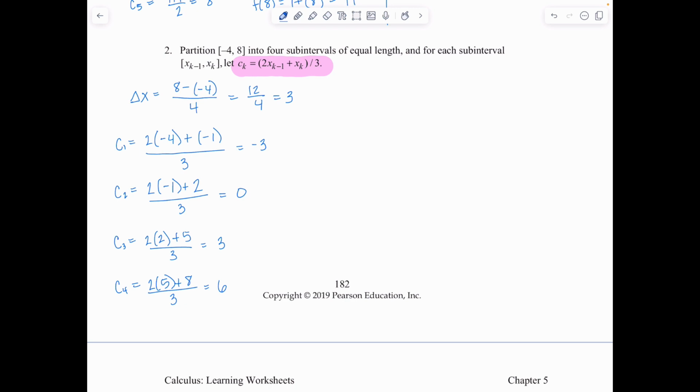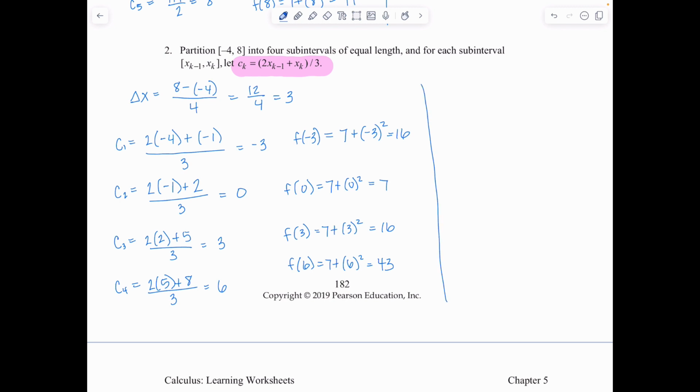Let's find the function values at each of these. We have f of -3 will be 7 plus -3 squared, giving us 16. F of 0, 7 plus 0 squared gives us 7. F of 3 is 7 plus 3 squared, giving us 16. And f of 6, 7 plus 6 squared gives us 43.